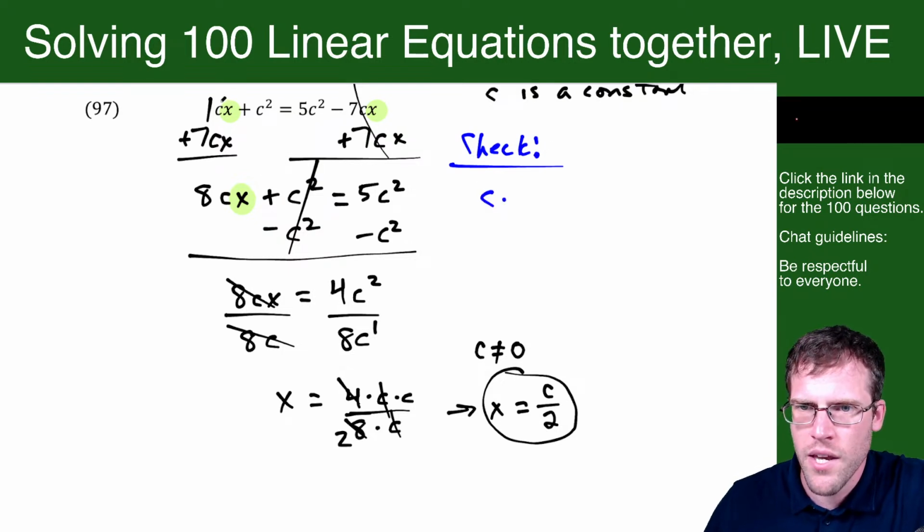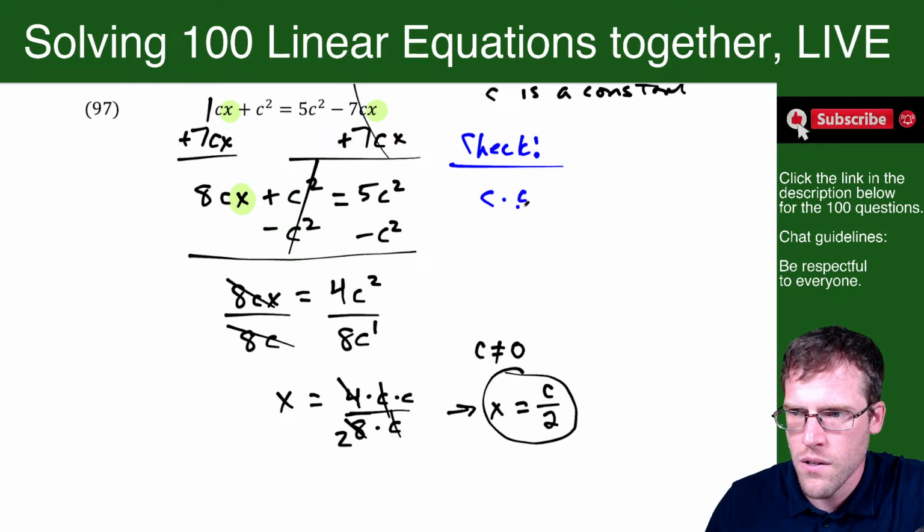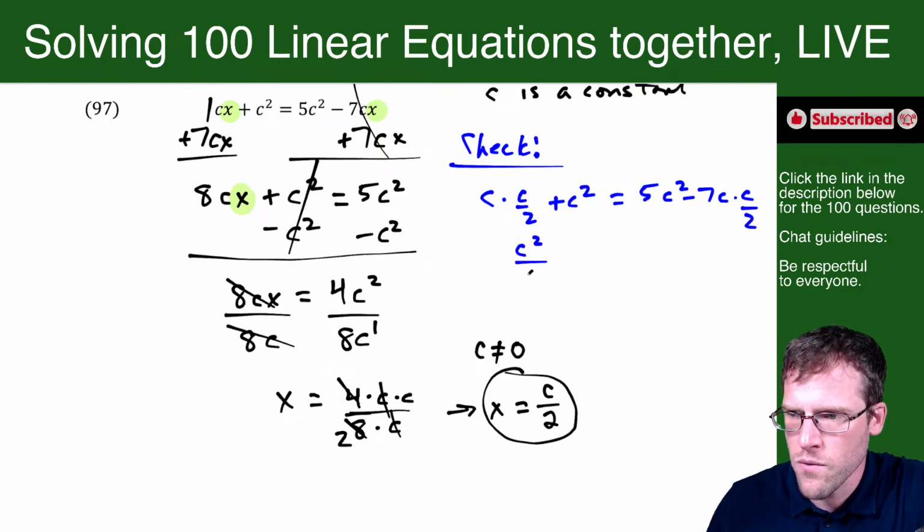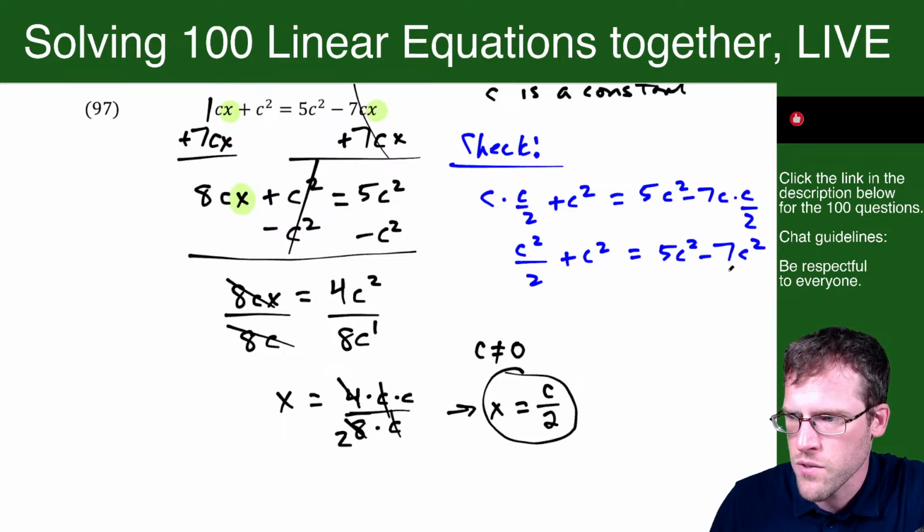So c times x is c over 2, plus c squared is equal to 5c squared minus 7 times c over 2. So this would give me c squared over 2 plus c squared equals 5c squared minus 7 times c, which is c squared over 2.